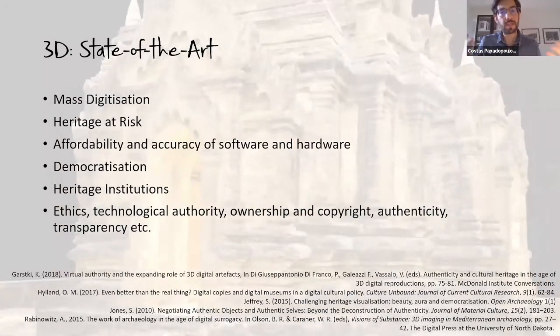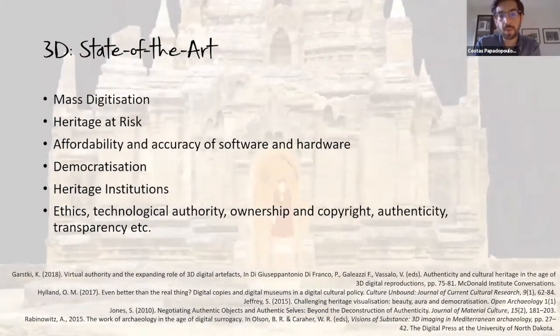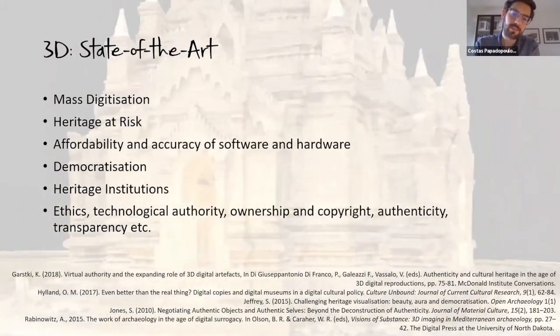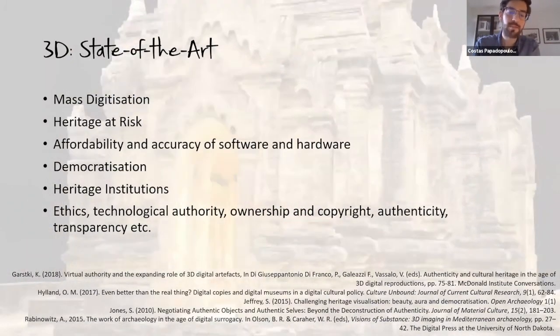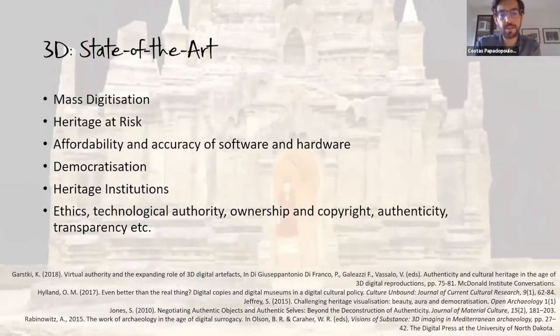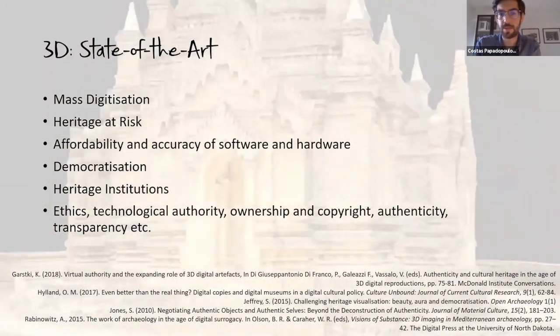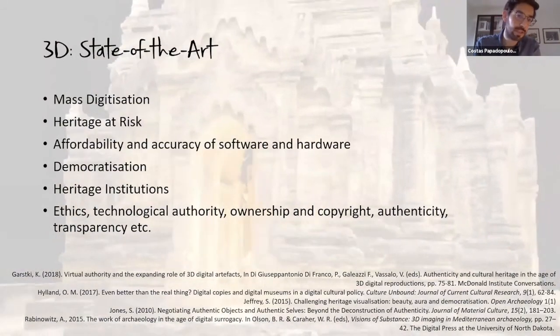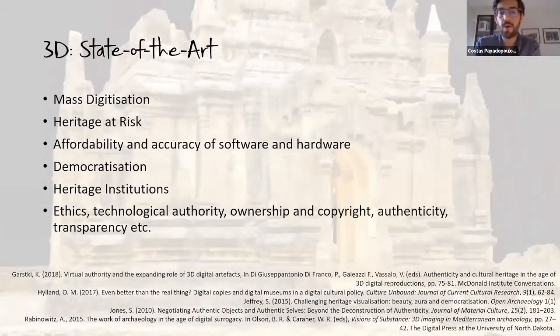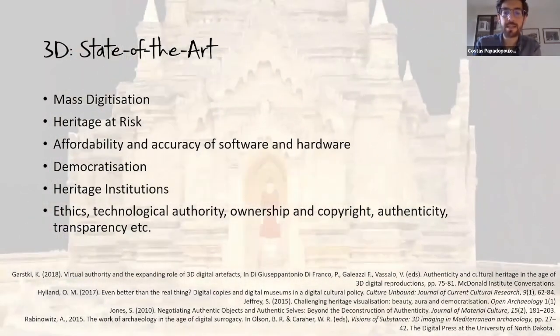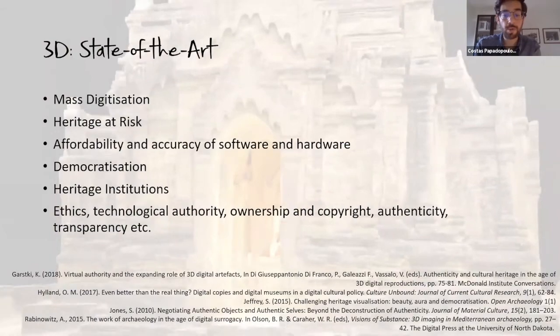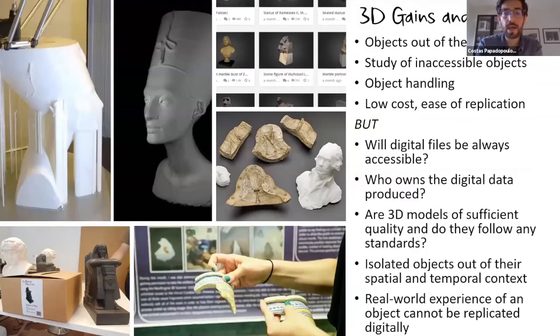So such broad implementation of 3D digitization and modeling has already started transforming heritage practice, but also posing a series of epistemological and ethical issues, such as the social value in relation to the democratization of production, transparency, authenticity, biases, subjectivities, technological authority, ownership, and copyright. So despite the many gains that 3D digitization provides, such as the fact that objects go out of the museum, we can study inaccessible objects, we can handle the objects, and so forth.